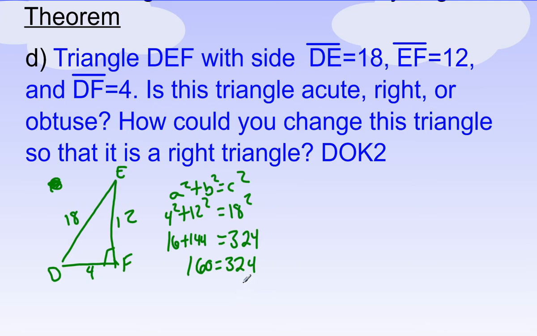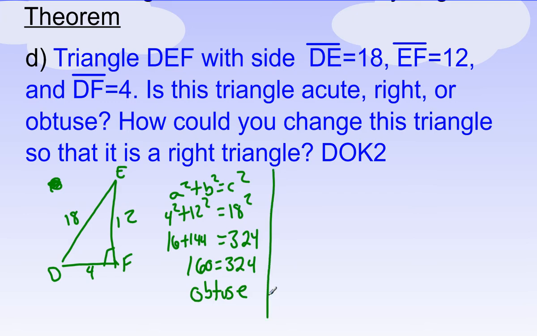Alright, so based off this, the hypotenuse is too big. The longest side is too long. This is obtuse. So, is this triangle right, acute, or obtuse? It's actually obtuse. And how could you change this triangle so it is a right triangle?